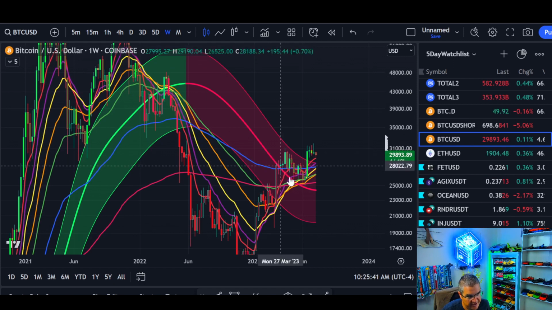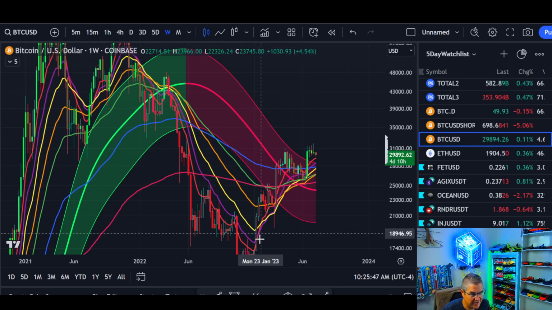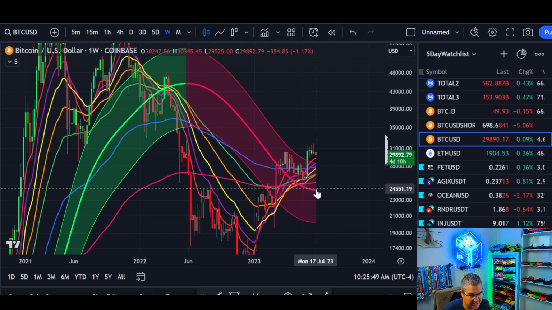So we're now in this upper section, right? Look at the respect shown to the median Gaussian channel. Historically, Bitcoin has never crossed back below the median line after getting above it, right? And we didn't do it this time either. And do we think we're going to go back lower? No, I do not think we're going back under the median line, especially if we turn this channel back green.